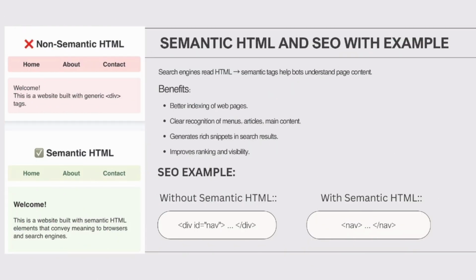Let's shift gears to the other powerhouse benefit, search engine optimization, SEO. Search engines are designed to understand text, and semantic tags help bots understand page content far more effectively than generic containers. When Google or Bing crawls your site, what are the benefits they see? First, better indexing of your content because the structure is clear. Second, clear recognition of menus, articles, and main content, allowing the search engine to categorize your page accurately.